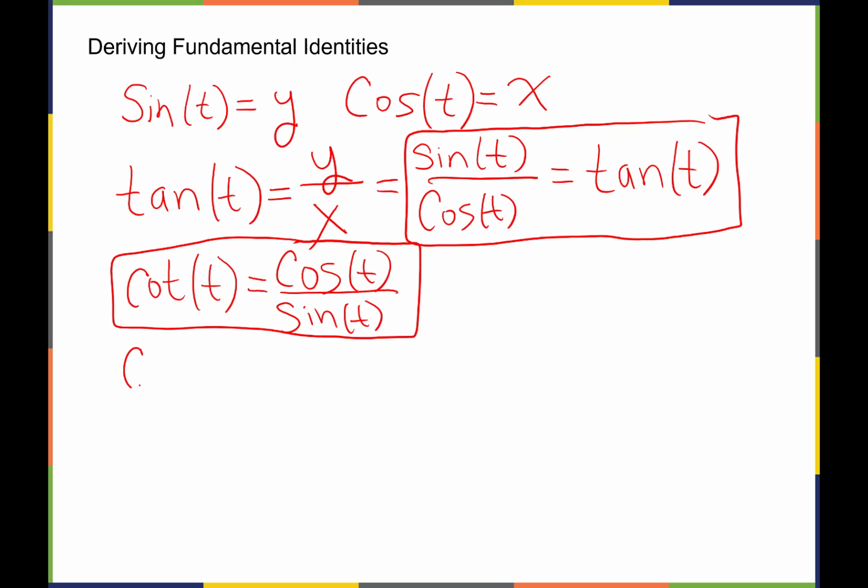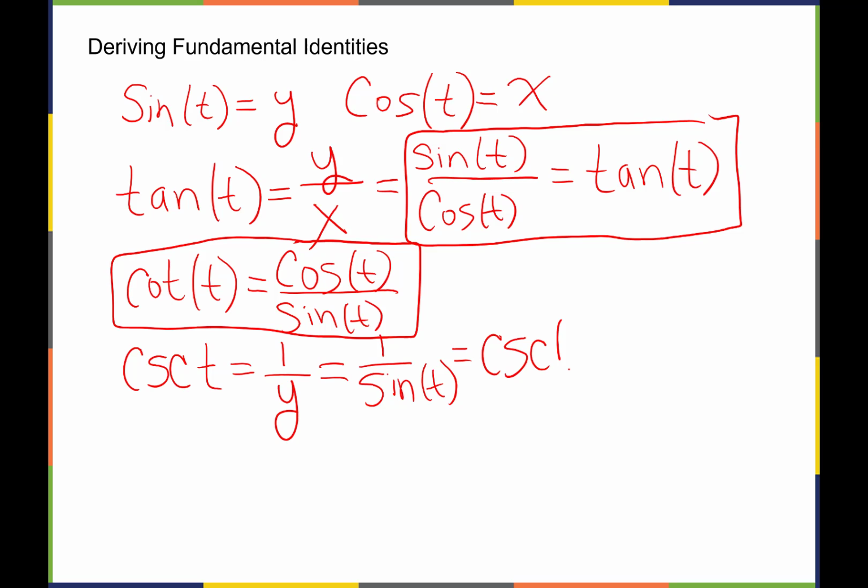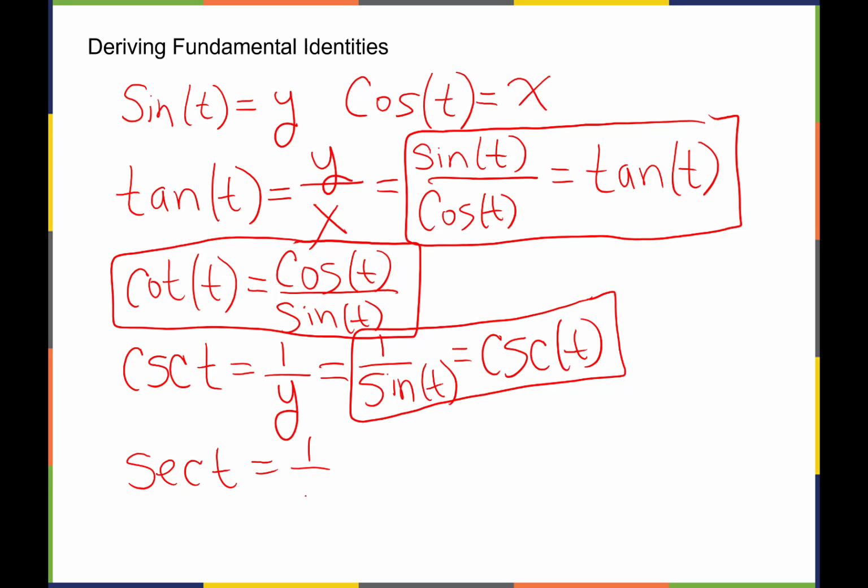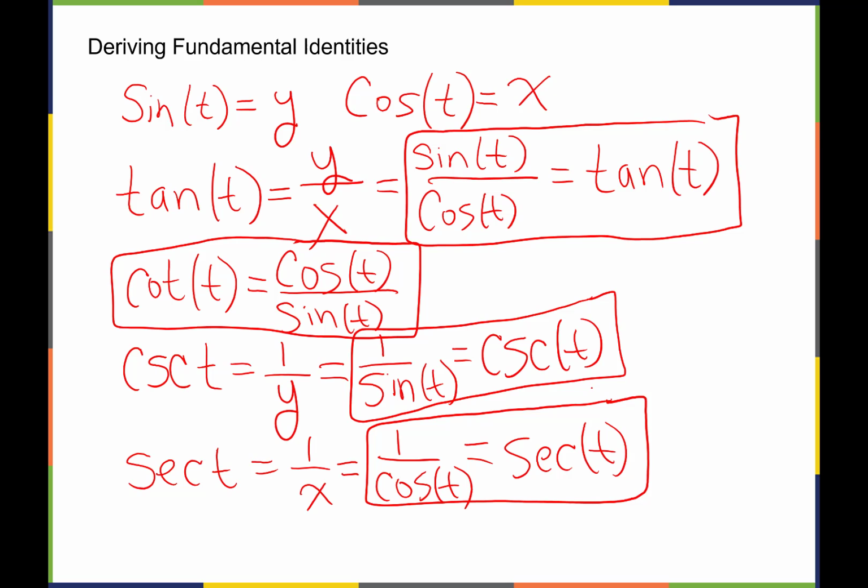We also know that cosecant of the angle is the reciprocal of sine, which is 1 over y. And since y is sine, we can say that cosecant of the angle is equal to 1 over sine of that angle. So there's another fundamental identity. And the last one is secant. I know that secant is equivalent to 1 over x, and since x is cosine of that angle, I can write it as 1 over cosine t. That's equivalent to secant t. So there is the last fundamental identity.